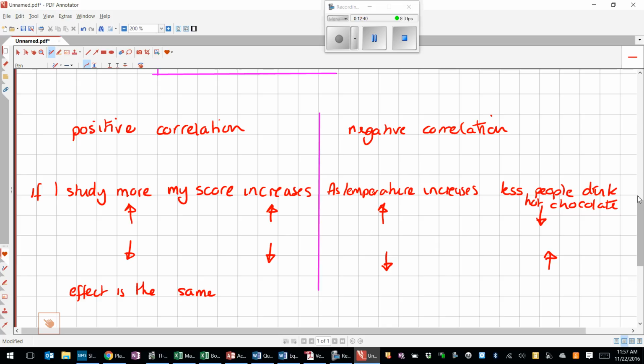So that would be the relationship between my study and how many marks I lose, a negative correlation. But if I say how much I study, the score I get right should increase as well. So that should be a positive correlation. All right. Does that make sense? Yeah. Okay.